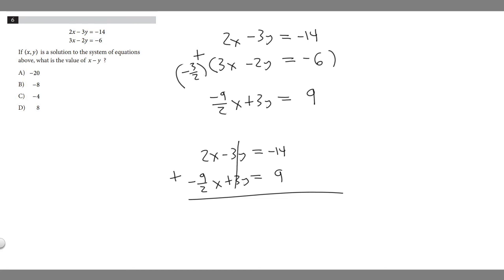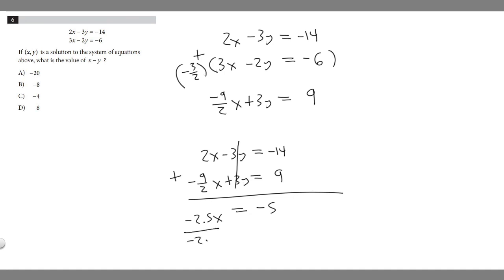So these are going to cancel. Let's add 2x plus minus 9 over 2 x. Minus 9 over 2 x is the same thing as minus 4.5x, because 9 over 2 is 4.5. So 2 minus 4.5 is going to be minus 2.5, so 2x minus 9 over 2 x is minus 2.5x. These cancel, so I could write plus 0, but we don't need to. Then minus 14 plus 9 is going to be equal to minus 5. So we have minus 2.5x equals minus 5.